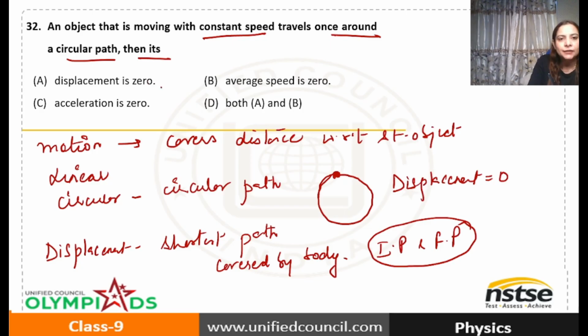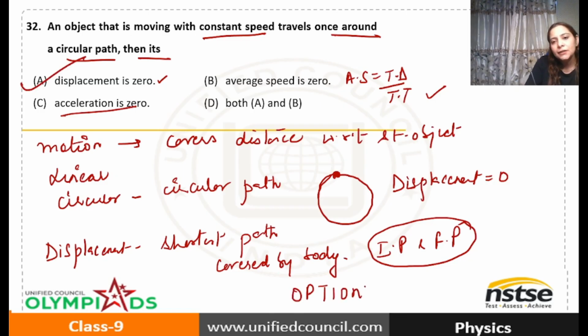Now here in this case you have options. Displacement is 0: yes, it is true. Average speed is 0: no, average speed can't be 0 because average speed is total distance by total time. It is traveling distance, and obviously it is taking some time also. Acceleration is 0: no. When a body is moving in a circular path, it is constantly changing its direction, and when the direction changes, it possesses non-uniform velocity. And when you have non-uniform velocity, we say the body is accelerated. So the correct answer for this question, students, is just option A: displacement is 0 when a body is moving in a circular path.